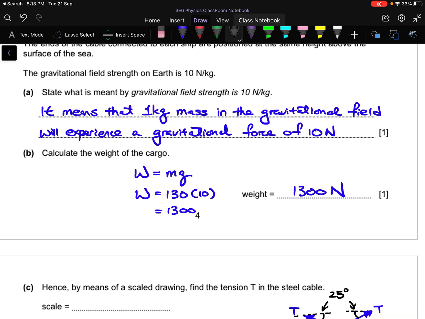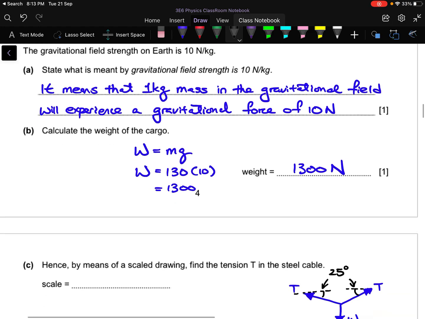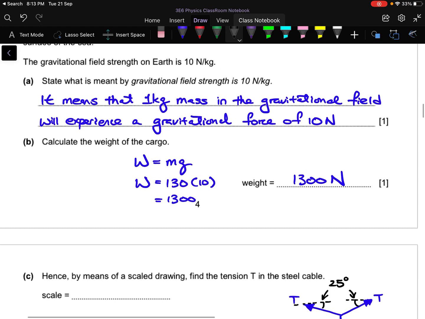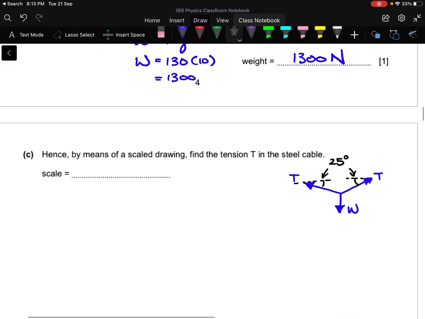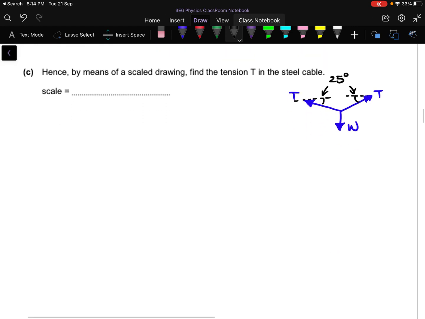For part A, this is how you explain what gravitational force is. Like I said, the chapter on mass, weight, density is self-study. This definition is inside. How to calculate weight? It is a very straightforward question, and this is how. For part C, it is slightly harder.